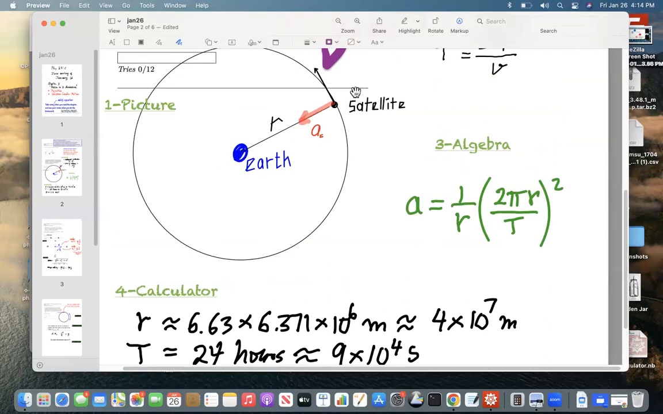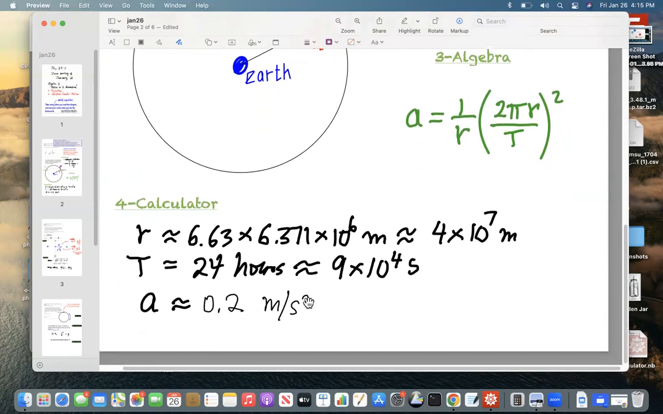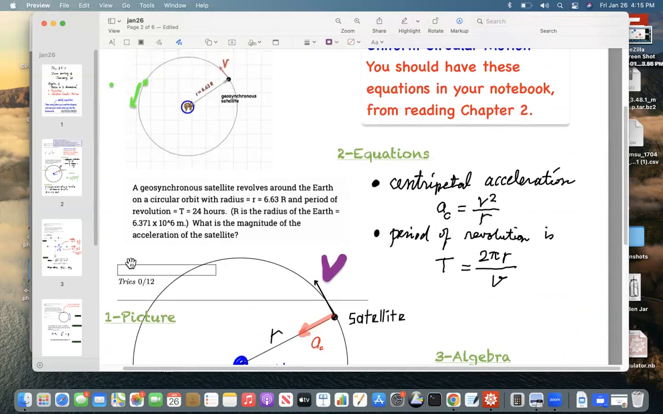So even though this satellite is far away from the Earth, 6 times the radius of the Earth, gravity is not zero. It's not weightless up there. It doesn't have an acceleration of 9.81 meters per second squared, as it would have if it were on the surface of the Earth. It has a much smaller acceleration, but it's not zero. It's 0.2 meters per second squared. And that's the answer you put in the box here.